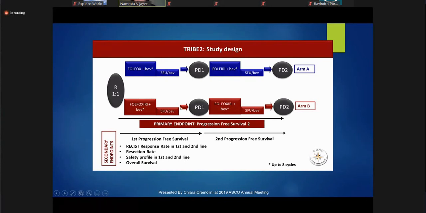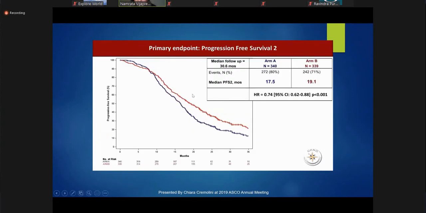And this was compared to FOLFOXIRI-BEV maintenance, and then putting these patients back on FOLFOXIRI-BEV at progression. The primary endpoint was the ultimate, when you progressed on both these combined regimens or the single regimen, which was the FOLFOXIRI Bev. And you can see there was definite improvement.